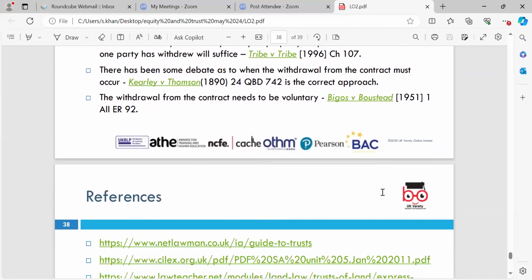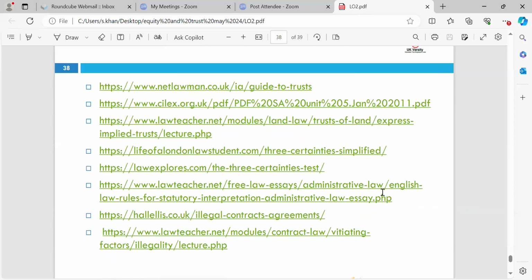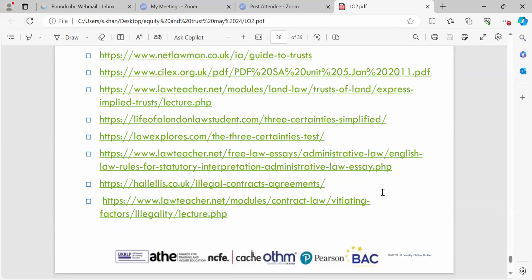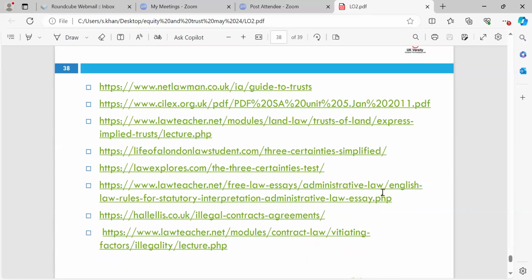So we've finished learning outcome 2 now in regards to the equity and trusts unit, and these are the references that we've used. Their links are there for you to look at and refer to when doing your assignment or looking at learning outcome 2 on certain concepts. Extra additional reading is also on Moodle for you to look at, so make sure you go on to Moodle for any additional reading.